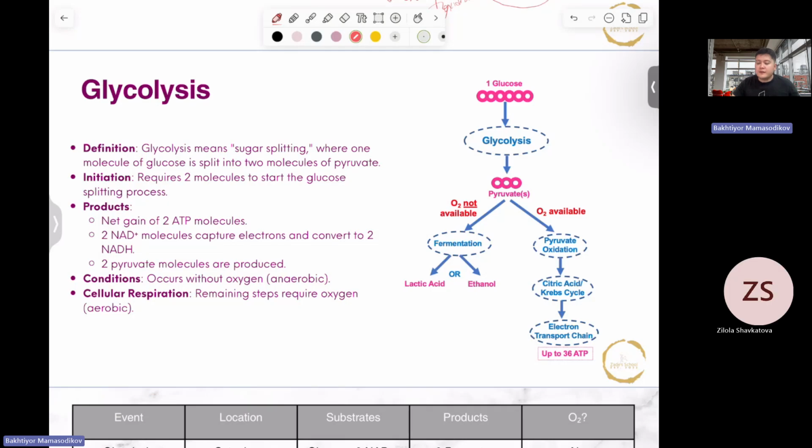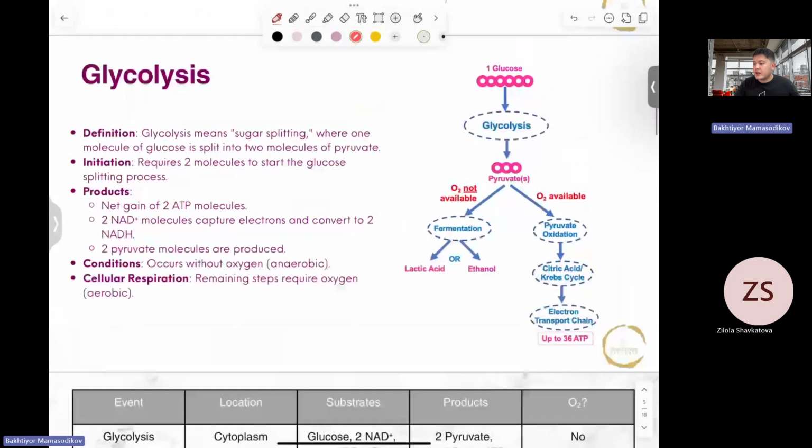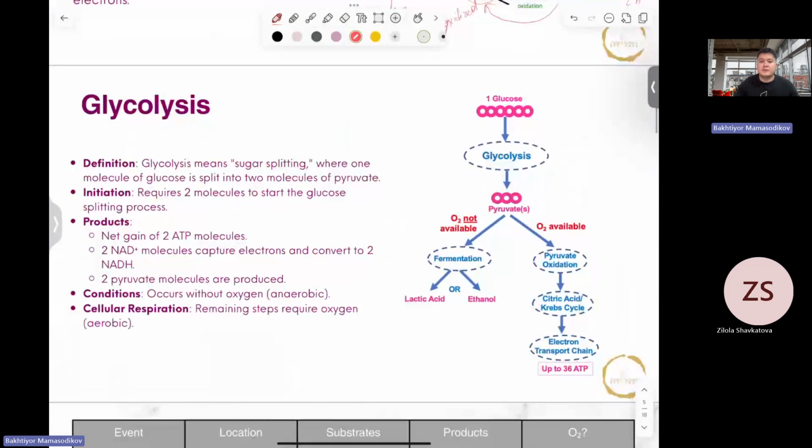So we talked together about the electron carriers. Now let's learn about the glycolysis process. Glycolysis means sugar splitting. It's the first step your cells use to get energy from the glucose. It happens in the cytoplasm of the cell and doesn't require oxygen.